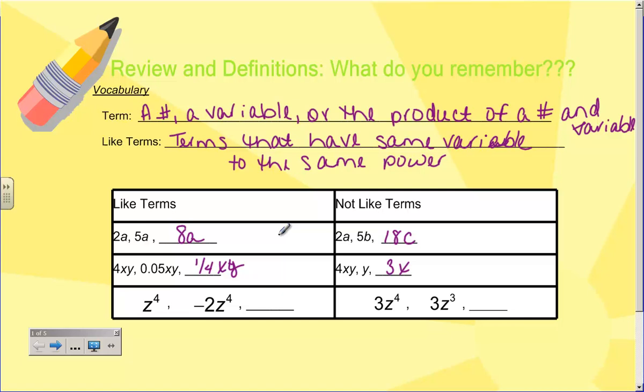So z to the 4th and negative 2z to the 4th would be like terms, as would 10z to the 4th. But 3z to the 4th and 3z to the 3rd are not like terms because their exponents don't match. This 4 and this 3 don't match each other. So another example of one that wouldn't be like those would be like 3z to the 8th. That also wouldn't be a like term because now the exponent's not the same.